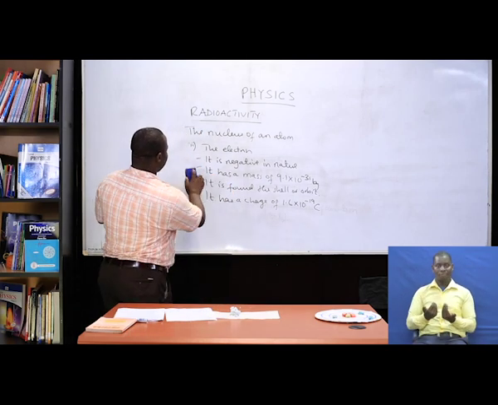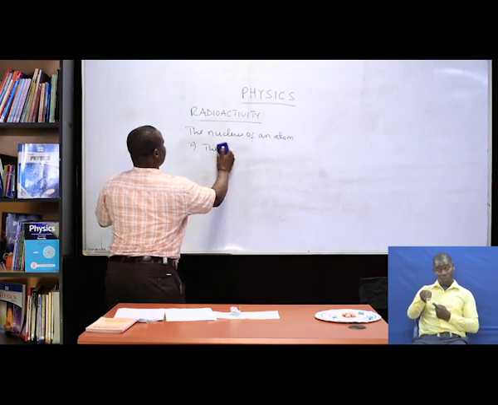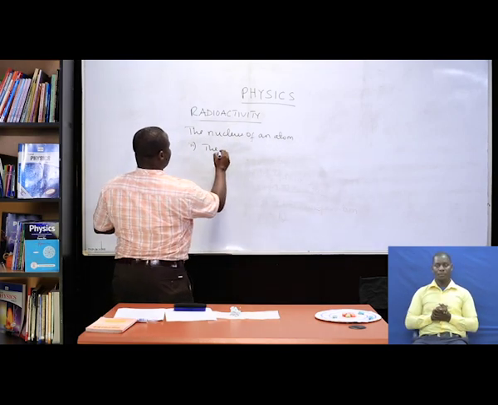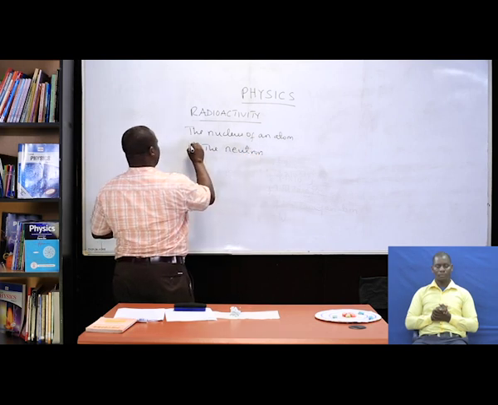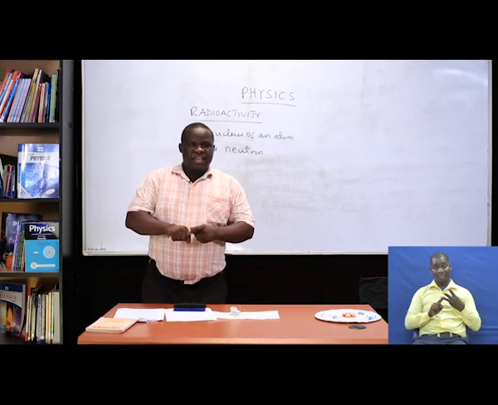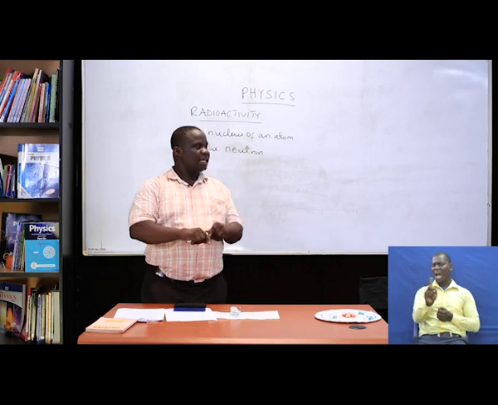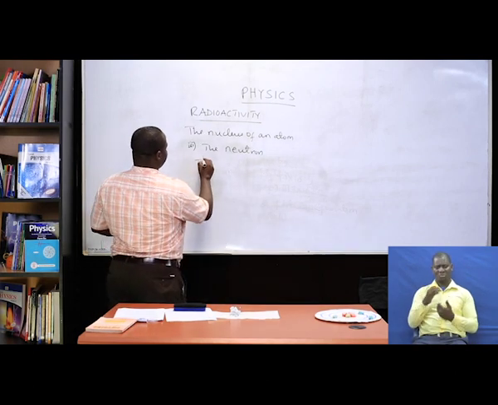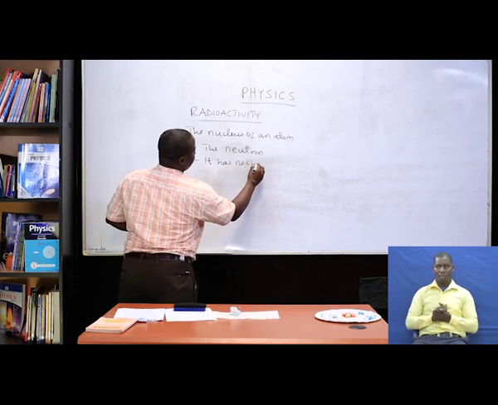Lastly, the particle we have said is the neutron. This is particle number 3. The neutron has no charge. This is the first characteristic of it, that it has no charge.